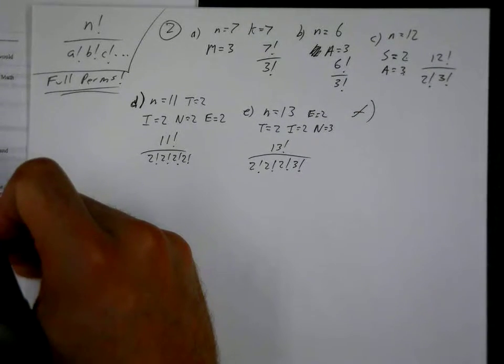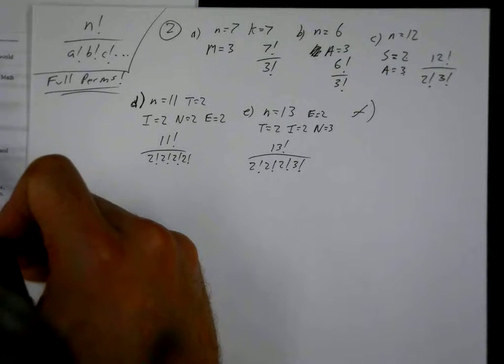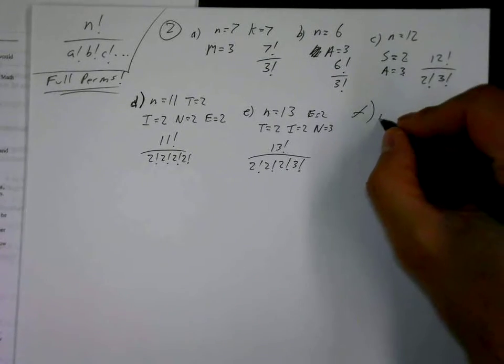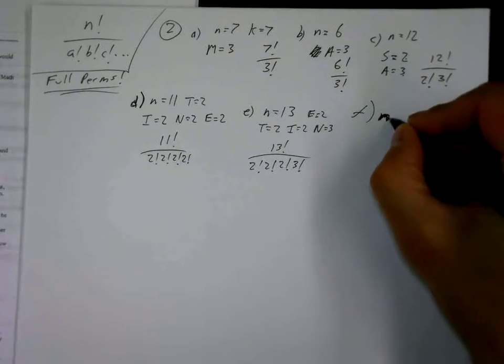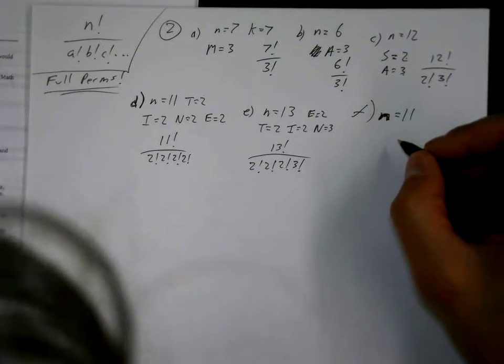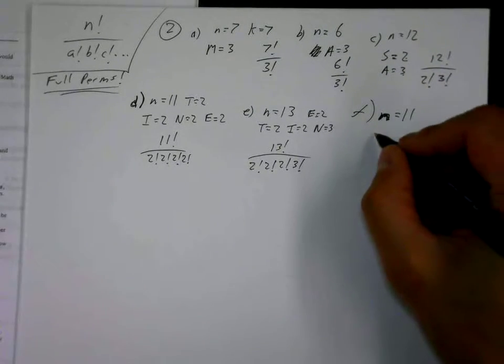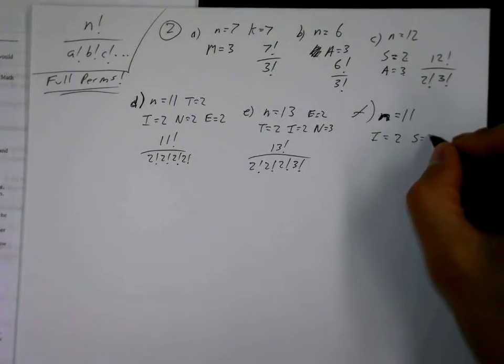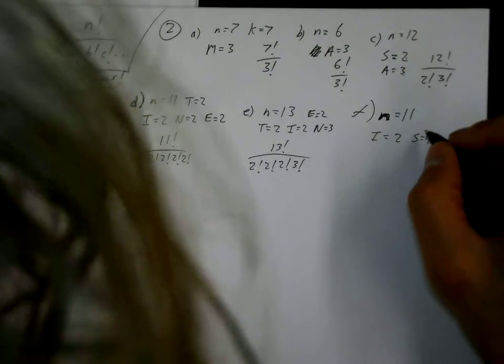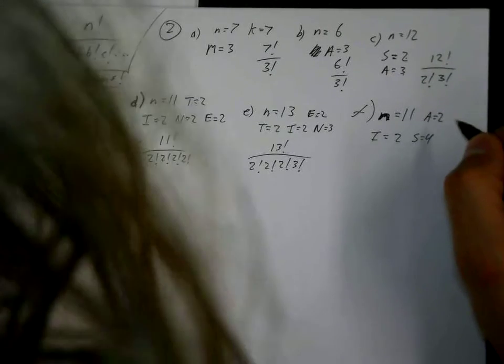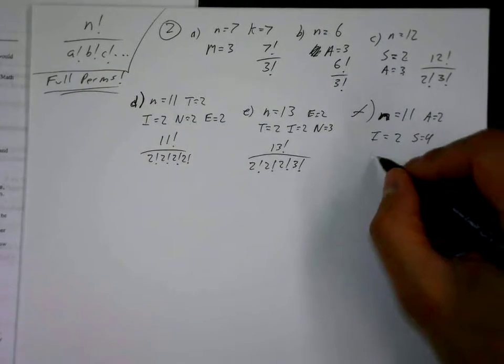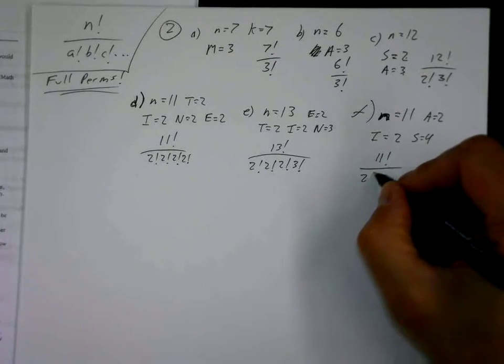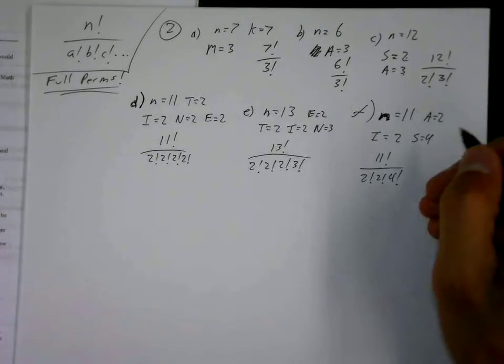1, 2, 3, 4, 5, 6, 7, 8, 9, 10, 11 letters in Mississauga, so that's n's equal to 11. M, there's 1. I, there is 2. S, there is 4. A, there is 2. U, G, one of them. So 11 factorial over 2 factorial, 2 factorial, 4 factorial.